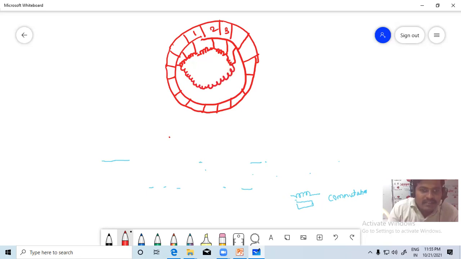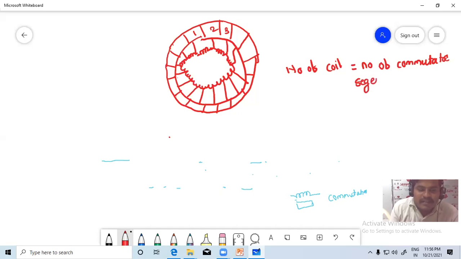I will draw the coil. Suppose this is connected here, this one is connected here, this one is here, this one is here. Again each and every coil, so there are a number of coils. Okay, the number of coils is equal to the number of commutator segments. All of you keep in mind, the number of coils in the armature is equal to the number of commutator segments. जेवढे number of commutator segments असतील तेवढ्या number of coils present असतील.